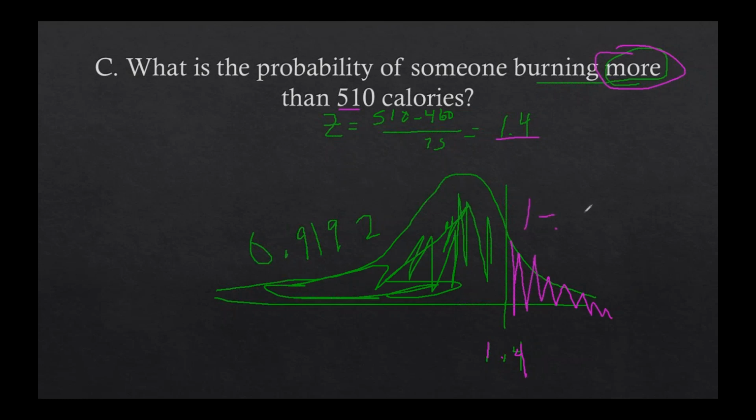Exactly. 1 minus 0.9192, which gives me a probability of 0.0808. So just a shade over 8% chance that somebody will burn more than 510 calories. Okay. Questions on finding the z-score or either of the probabilities in this particular question?